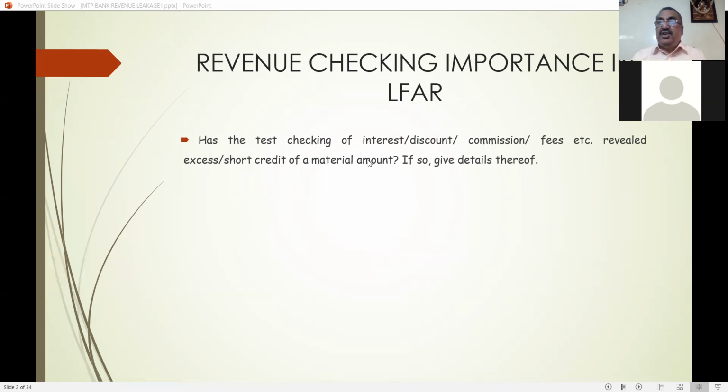So test checking of interest, discount, commission, fees, etc. reveal excess or short of material amount. So here you have to see two things. One is test checking. Second one is material amount. If the difference is only 10 rupees, you need not bother. If the difference is 1 lakh, you have to report. If the difference is 10,000, it is also material. So the materiality depends on the amount that you have found out during the audit. So test checking is permitted in the statutory audit. This is the exact wording of LFAR.